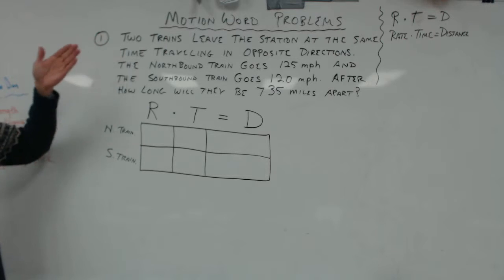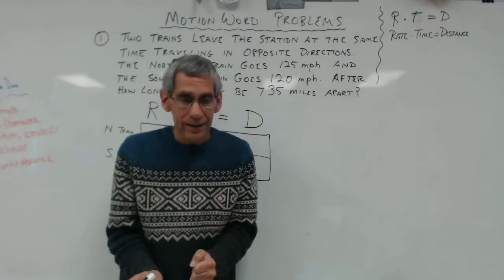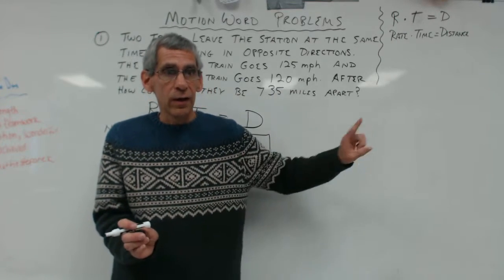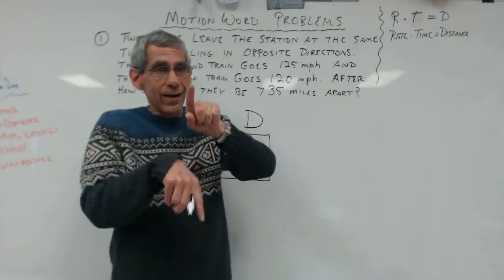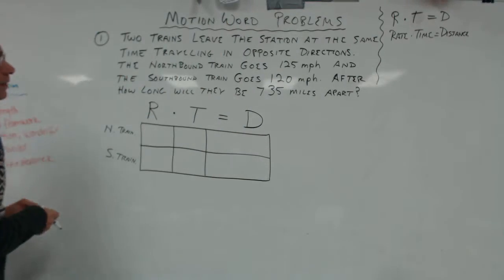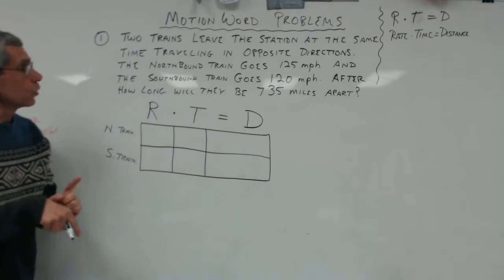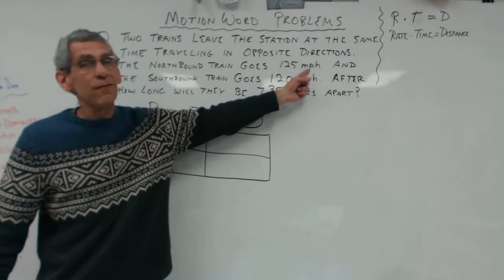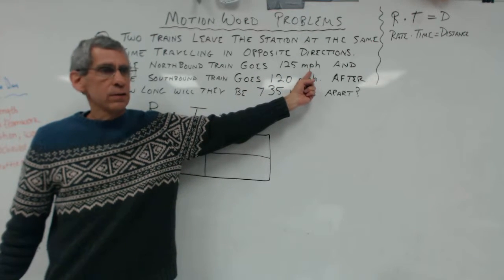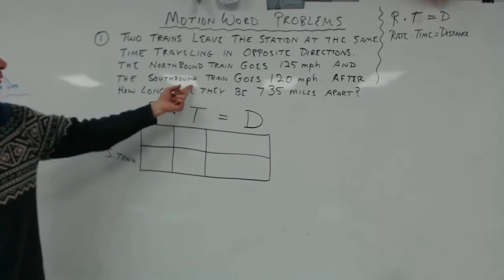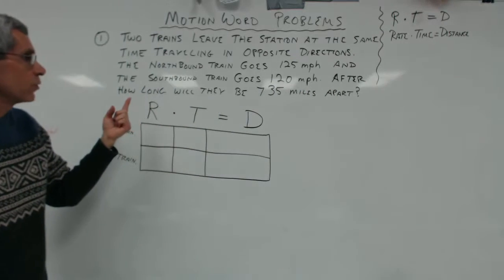2 trains leave the station, the same station, at the same time. Right at the same time they leave. One is going this way, north. One of them is going south. Very nice, Karen. And they're traveling in opposite directions. That makes sense. Opposite directions. The northbound train is going 125 miles per hour. What is that? Is that a rate or a time or a distance? Rate. That's a rate. And the southbound train goes 120 miles per hour. Rate, another rate.